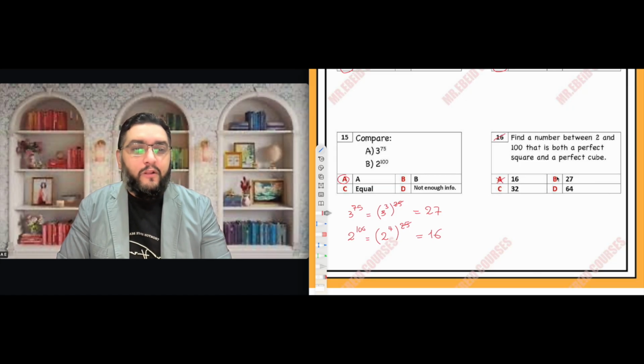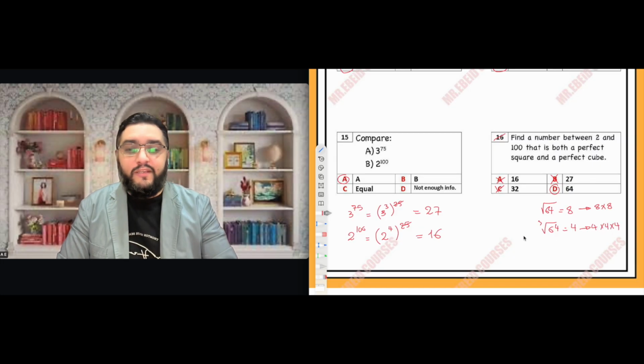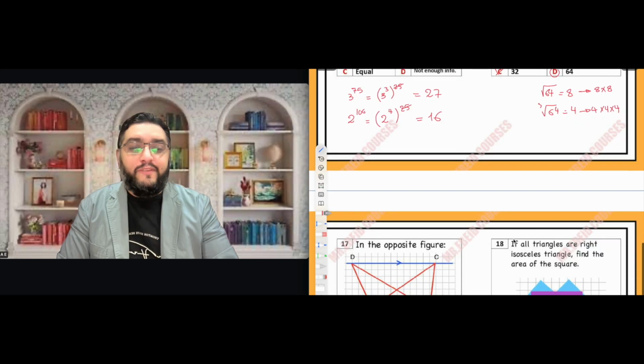Eliminate A. Also 27, you can take the cube root of 27, which equals 3, and the square root of 27 is not an integer. Also 32. The answer is 64, because the square root of 64 is 8, and the cube root of 64 equals 4. As you know, 8 times 8 equals 64, and here we have 4 times 4 times 4 equals 64, so the answer is 64. Move to question 17.